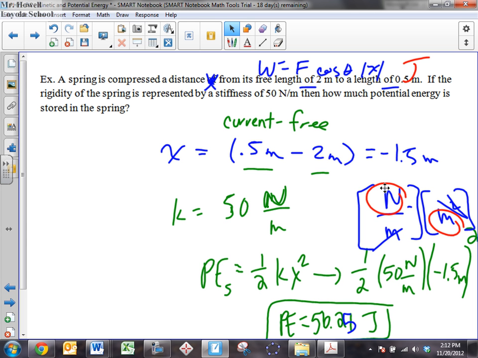Where's that noise? That's outside. Is that outside, really? Oh my gosh. It's crazy, man. I'm getting old.